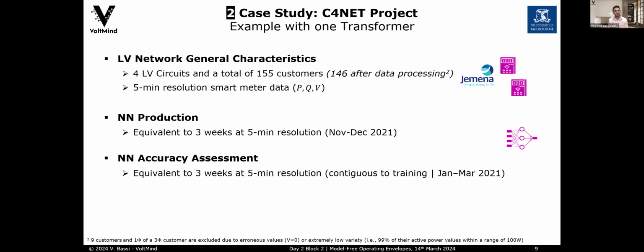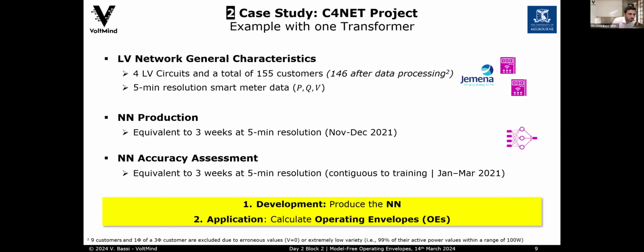which comprise the period between November and December 2021. Please note that because of gaps in the data, like missing values or erroneous measurements, this might not necessarily correspond to 3 calendar weeks. The same happens with the test data set that we use to assess the accuracy of the neural network, which is also equivalent to 3 weeks at 5-minute resolution, which is contiguous to training and comprises data between January and March 2021.